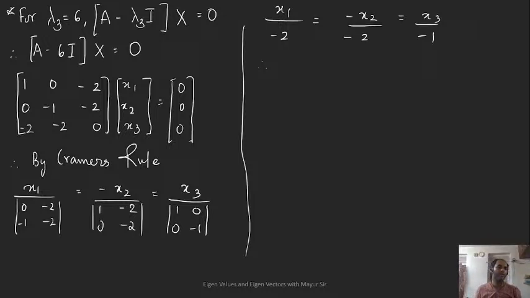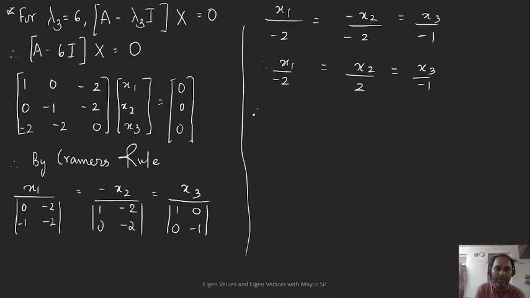Let me know. So, minus 2, minus 2, is it correct? Yeah, fine. Here we have got this minus 2, minus 2, 2, 2, 2. So here we can get x1 over minus 2, here you get x2 over 2, here you get x3 over minus 1. Yeah, this is the thing.